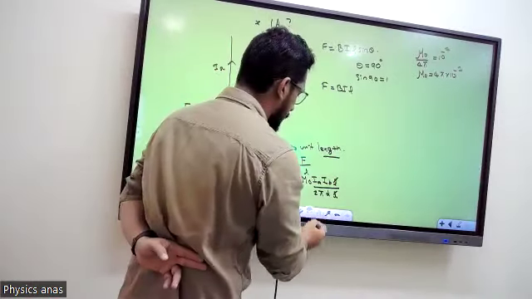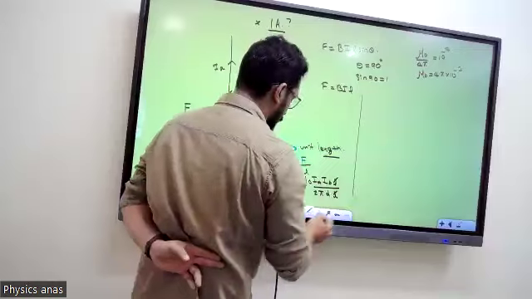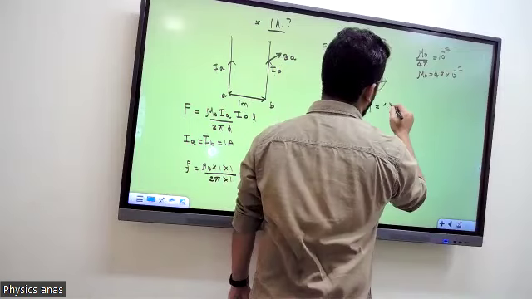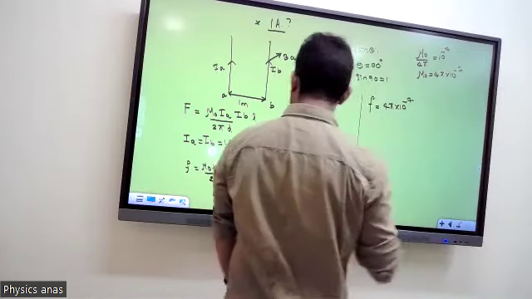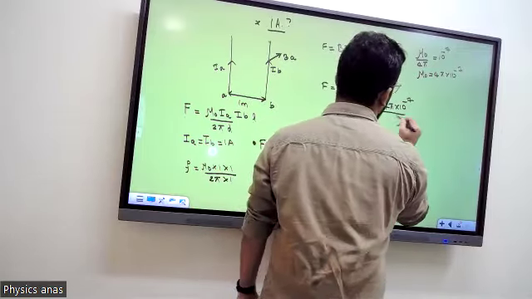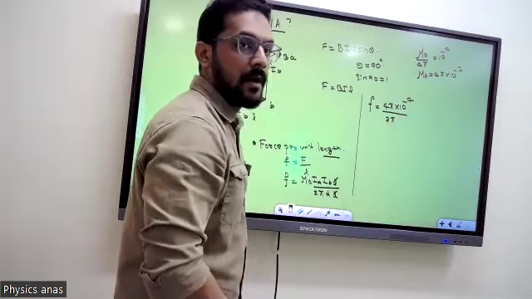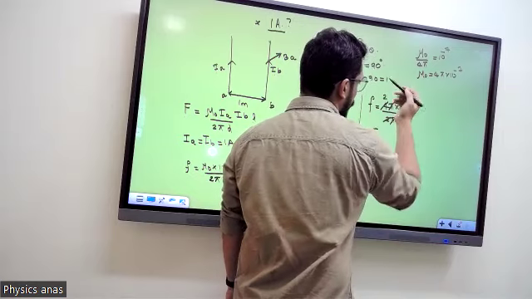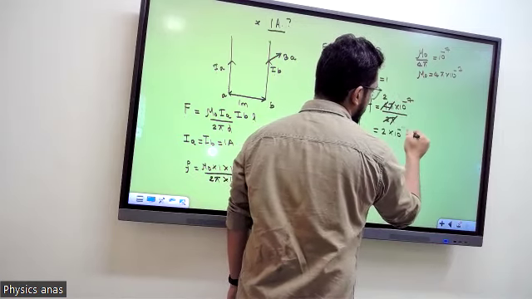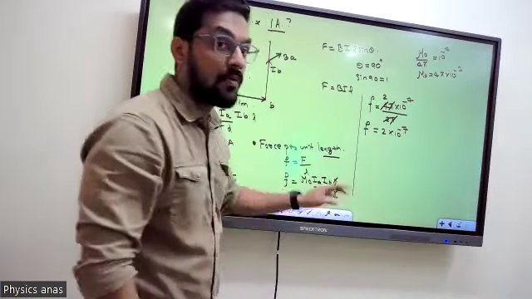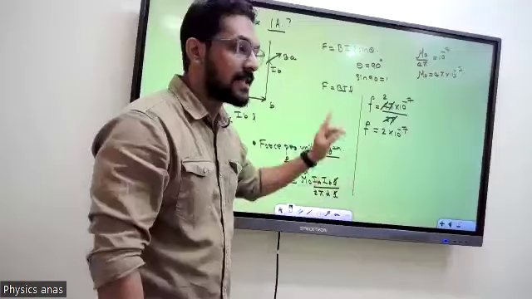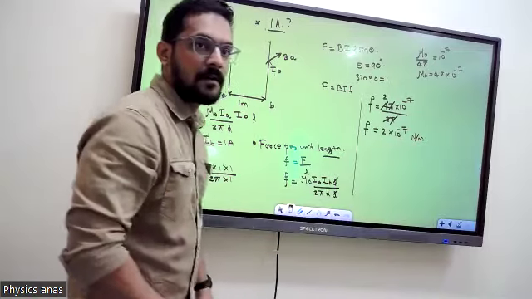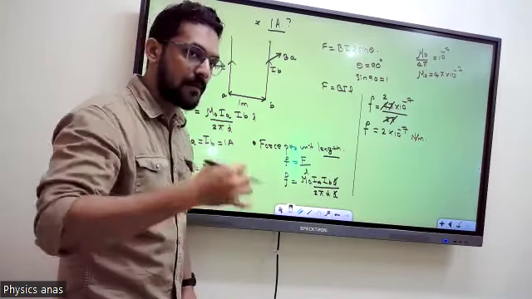If you put the value of mu naught here, what will you get? Force per unit length is equal to mu naught, which is 4 pi into 10 raised to minus 7, into 1 divided by 2 pi. Now pi is gone, and 4 and 2 can be cut. You will be left with 2 into 10 raised to minus 7 as the force per unit length. That's not force, that's force per unit length. So the unit will be Newton per meter, not Newton.